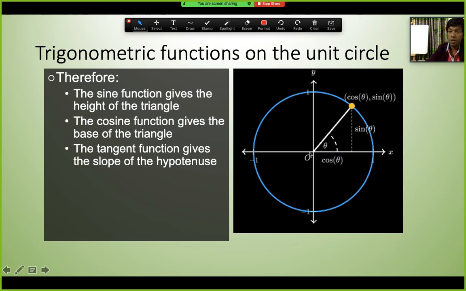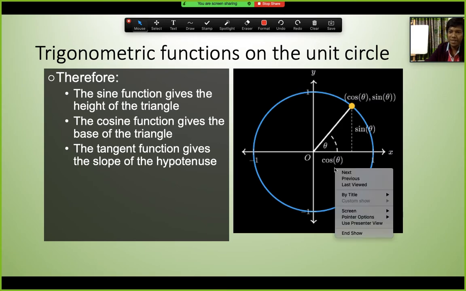The tangent function will give you the slope of this hypotenuse, because tan equals sine theta divided by cos theta, which is rise divided by run. That means the tangent function will give us the slope of this given line.